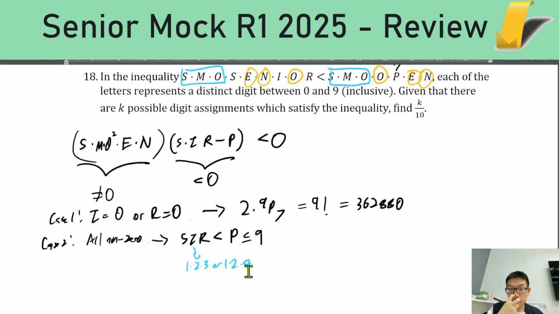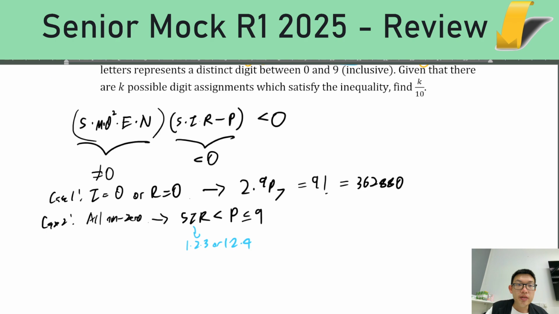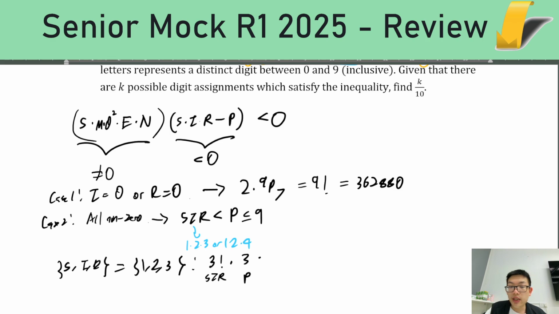Okay, so we should just be careful with this again, because they do give you different number of choices for each. So if SIR is the set 1, 2, 3, you have got 3 factorial for SIR. 3 choices for P can be 7, 8, or 9. And then after that, the other M, O, E, and N, remember they're all non-zero, so there are only 5 more numbers to pick 4 from. So it's 5P4, which is the same as 5 factorial.